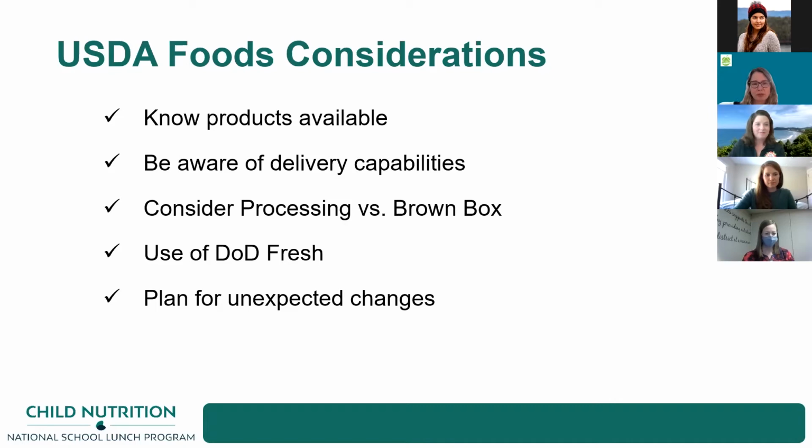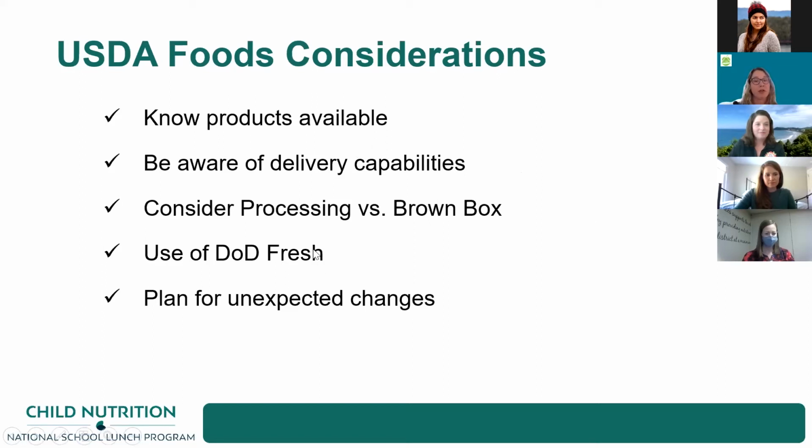And then if you have storage limitations, I know that sometimes freezer space can be a big hindrance. So think about potentially spreading the types of items that you're getting out across the different storage types. So maybe you get some brown box, some frozen processed, and some items that you keep in dry storage so that you're not getting an influx of too much that you can't store for your facilities.